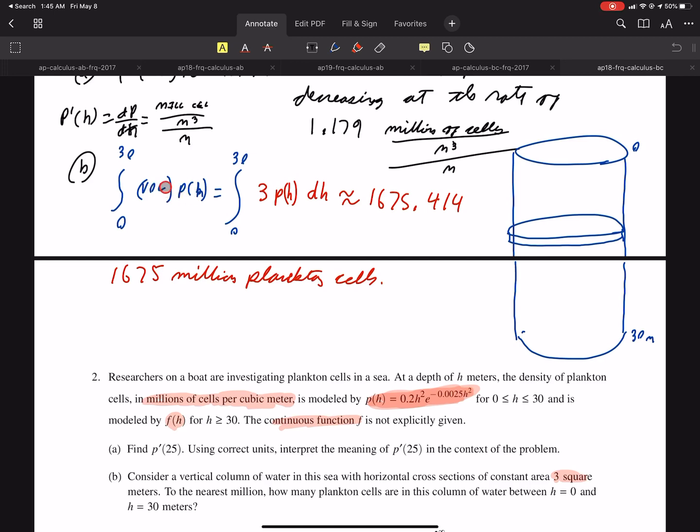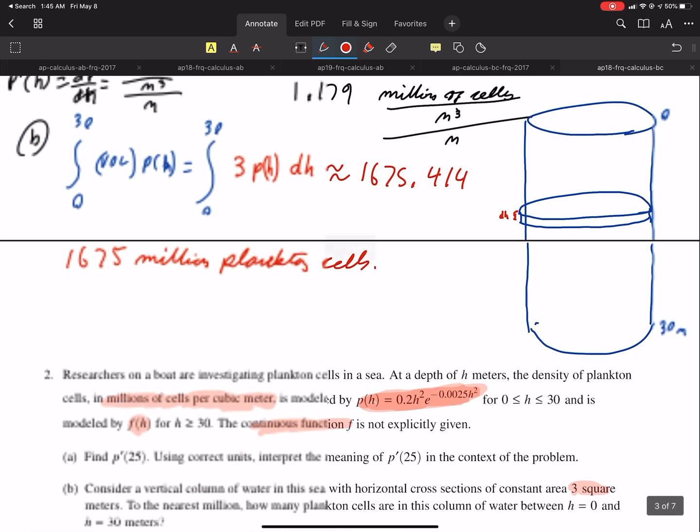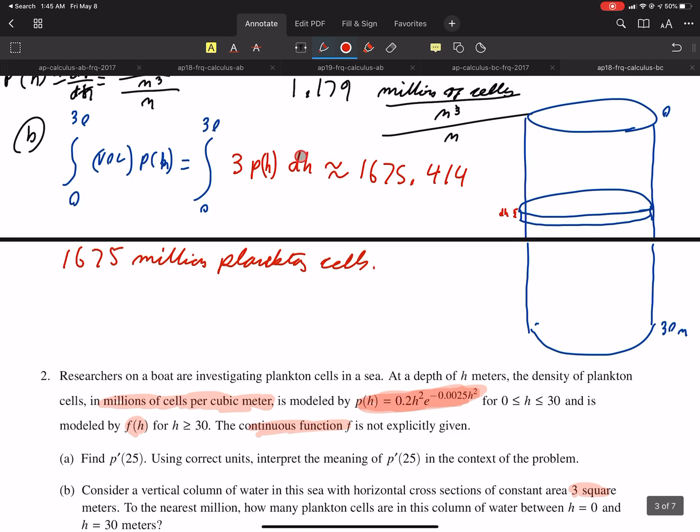The number of plankton is the volume of that water times the density. But how do you find the volume of this little disk? It's the area of the shape times the thickness. The area of the shape is 3, and the thickness is dH. I'll zoom in so you can see this. The thickness from there to there is dH. That's why we have dH here. These two combined give us volume, and this here is density. That gives you the number of plankton in each little slice.